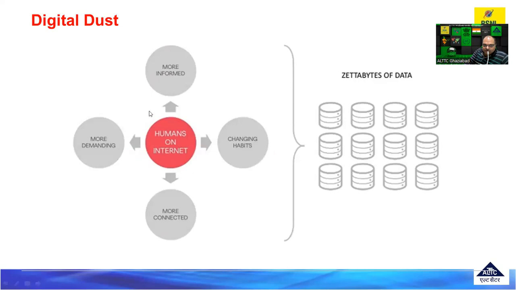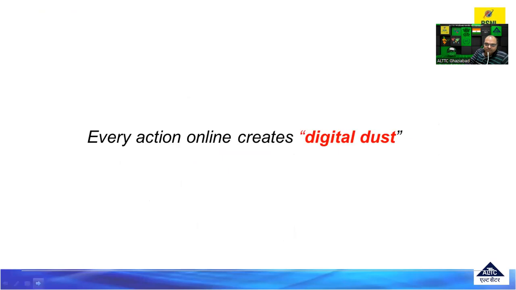And what about this? This generates more informed, more demanding, more connected, and changing habits. This is today's internet demand from the human point of view, and that generates zettabytes of data that I have discussed in the previous lecture. At present 35 to 40 zettabytes of internet data is there across the globe, and it keeps increasing, and we are moving towards the ZB, that is zillions of bytes of data. Zillions means uncountable, infinity. We are reaching towards infinity.